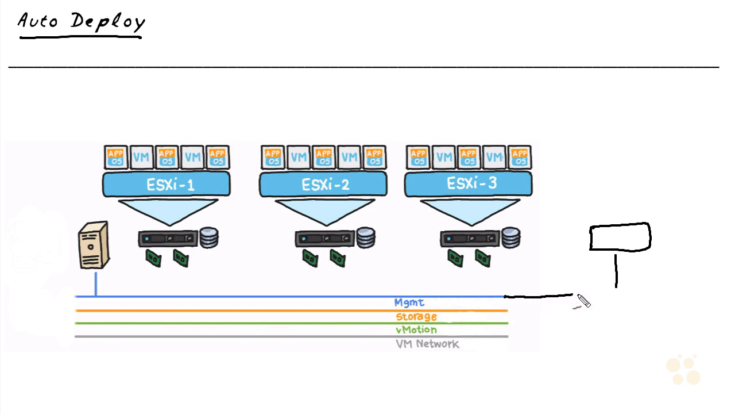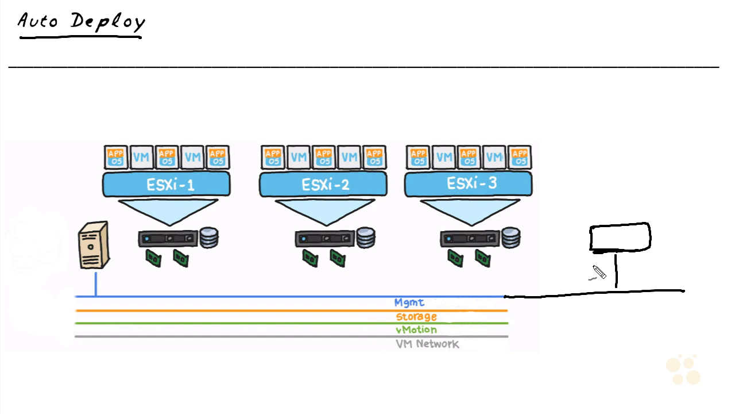And another cool thing about auto deploy is that if we had changes, for example, some software update or a patch or an upgrade, what we could do is associate those changes, those software updates and patches, with the image profile that we're using as part of auto deploy, and then the next time this ESXi host boots up and goes through the auto deploy process, it's now getting the new updated software.